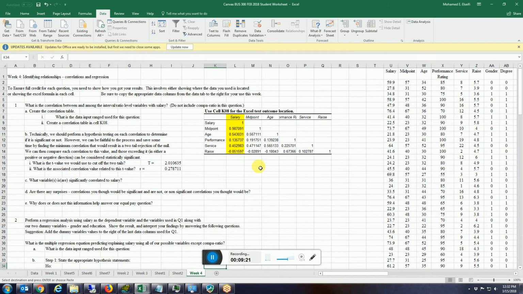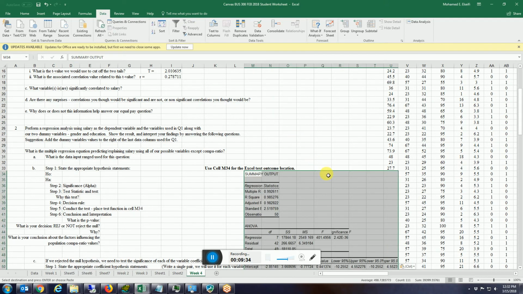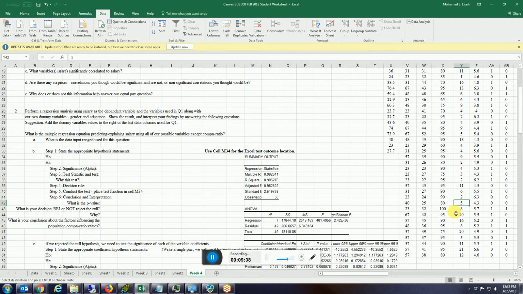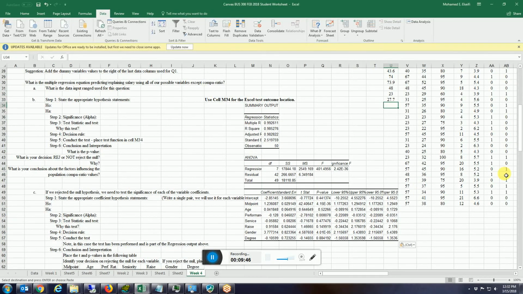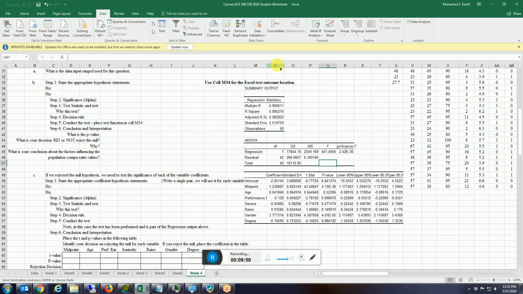To here, they want you to put that at M34 right here. Okay, so here's our output. I deleted some salaries, but that's not important. We already did the analysis. Okay, so let's look at the questions now.